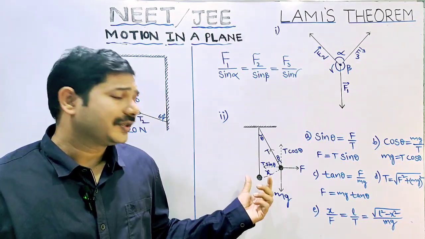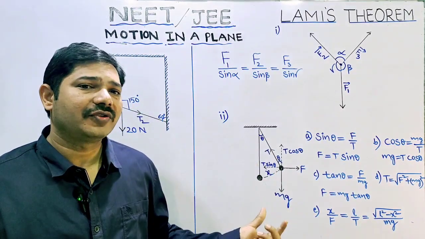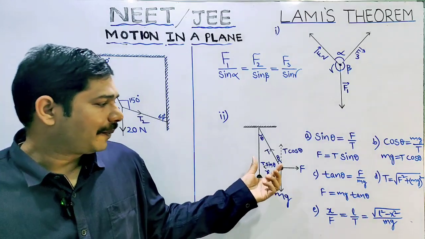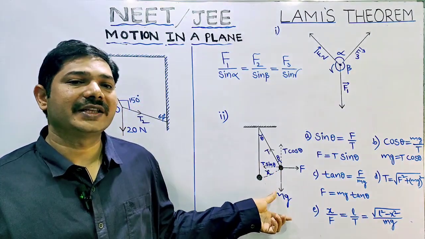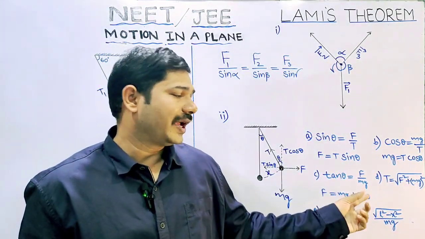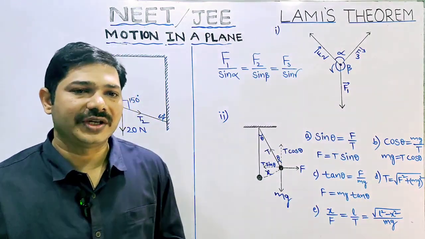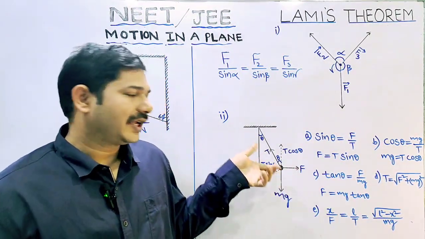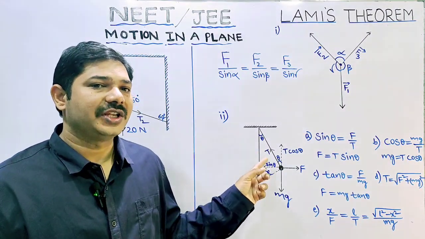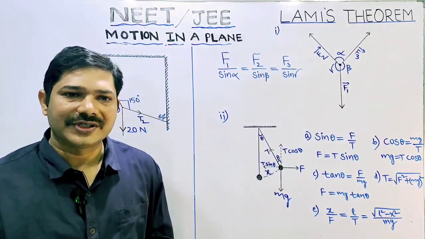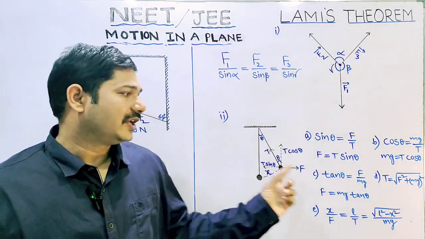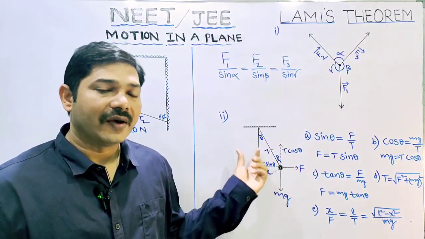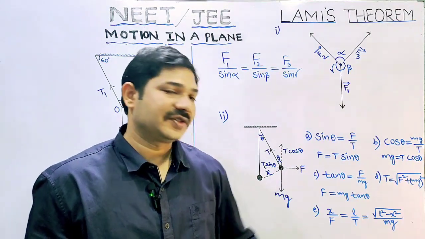Like that, the tan function: tan theta equals opposite side by adjacent side. Opposite is F, adjacent is mg. So tan theta equals F by mg, and F equals mg tan theta. And from this triangle, it is very clear that the hypotenuse T equals the square root of opposite square plus adjacent square. So T equals the square root of F square plus mg square.